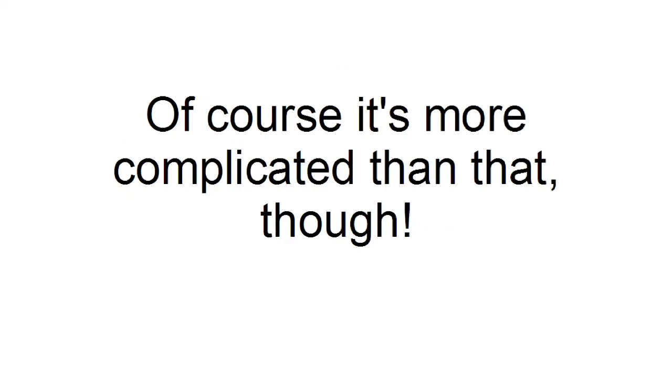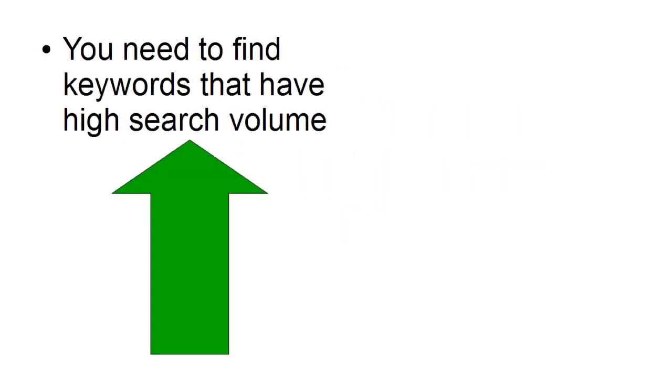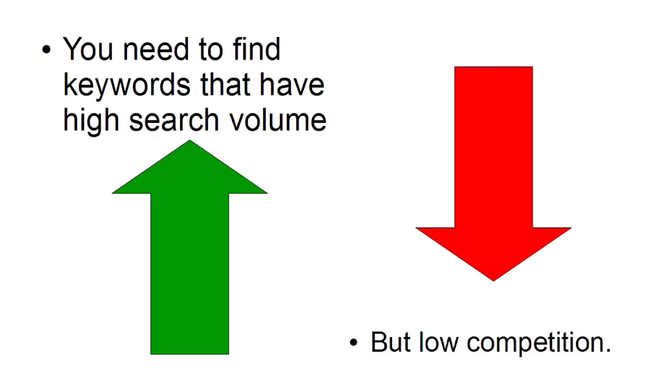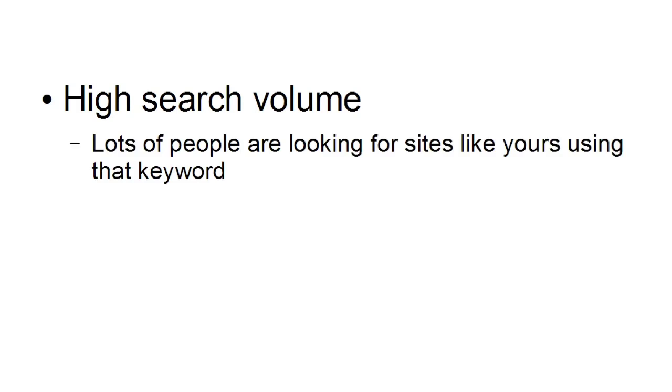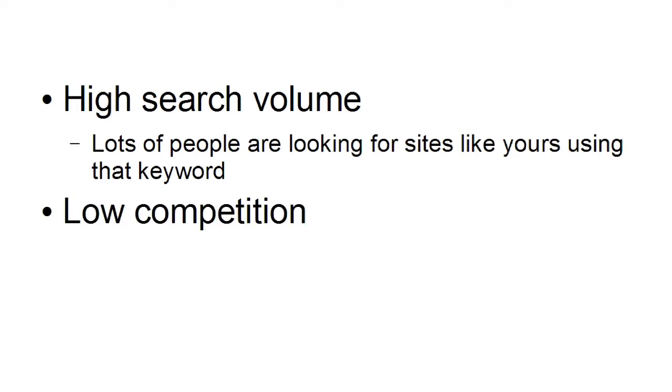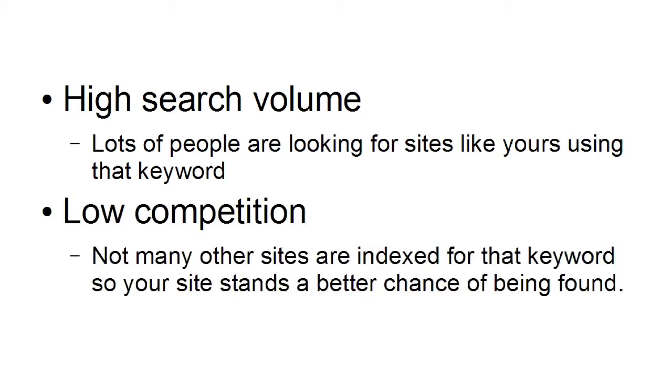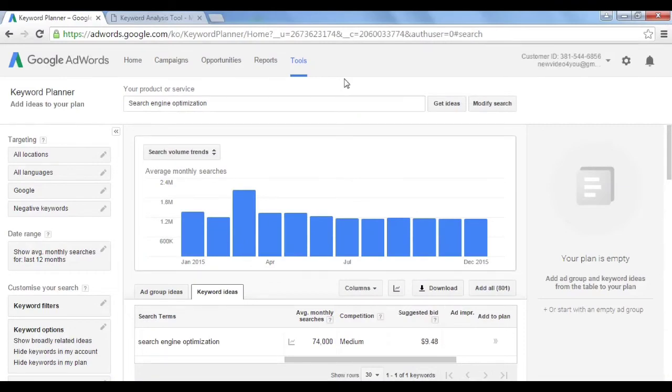Of course, it's more complicated than that. You need to find keywords that have a high search volume, but low competition. Now, what do these two terms mean? High search volume means that lots of people are looking for sites like yours using that particular keyword. And low competition means not many other sites are indexed for that keyword, so your site stands a better chance of being found.